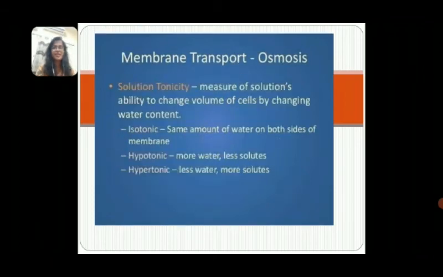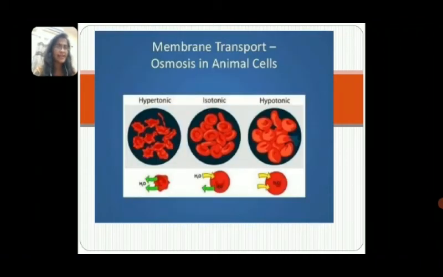Coming to the tonicity, we have three types of solutions based on tonicity. First is isotonic, hypotonic and hypertonic. Isotonic means same amount of water on both sides of the membrane. Hypotonic means more water and less solutes. Hypertonic, less water and more solutes. This will be clear by my next slide. See, you can have a clear view.